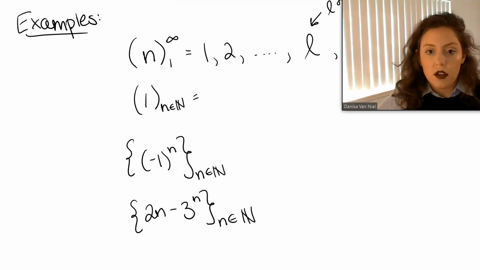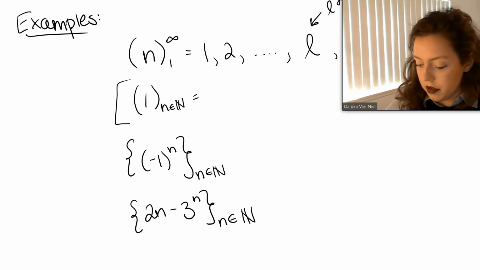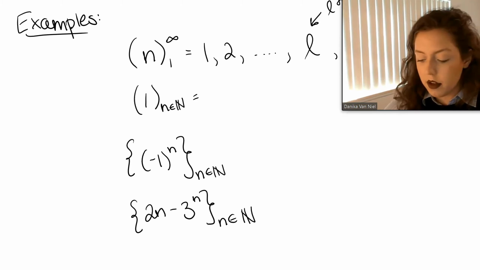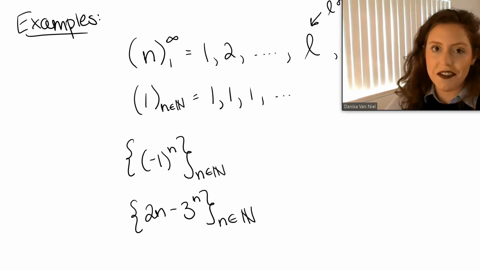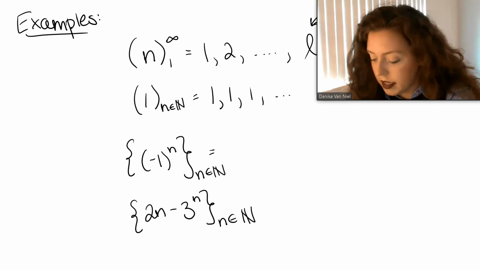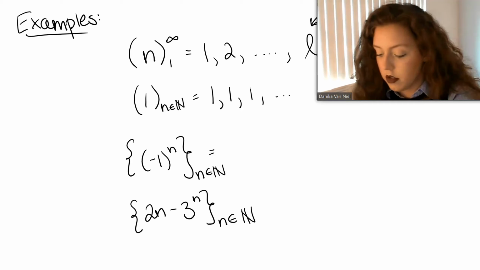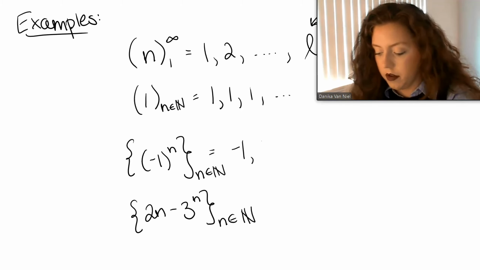Okay, so let's continue with our examples. In this next one here, there's no relationship between the formula and our indexing. So this ends up just being 1, 1, 1 forever and ever. Okay, how about the next one? Well, this one, something is changing. Our first natural number is 1, so we get -1. And then 1, then -1, and so on and so forth.